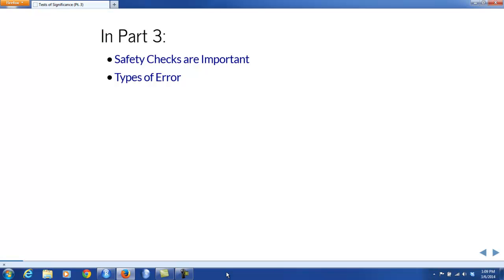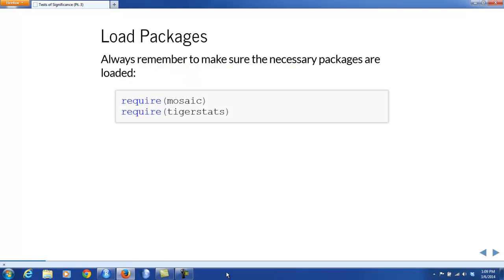In part 3, we're going to take a little closer look into why safety checks are an important part of inferential procedures, both confidence intervals and tests of significance. We're also going to talk about the types of error that can be made when you perform a test of significance, the ways in which your conclusion can be wrong. Always remember to make sure the necessary packages are loaded.